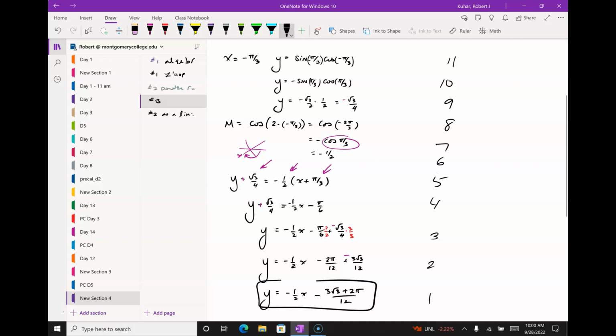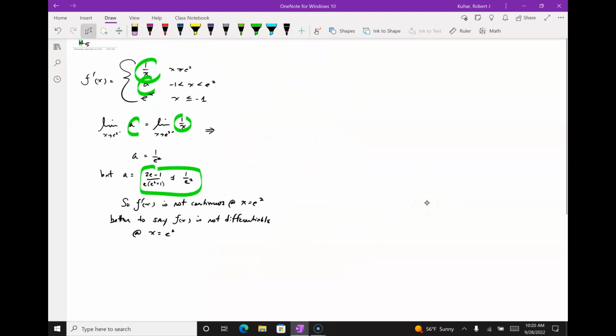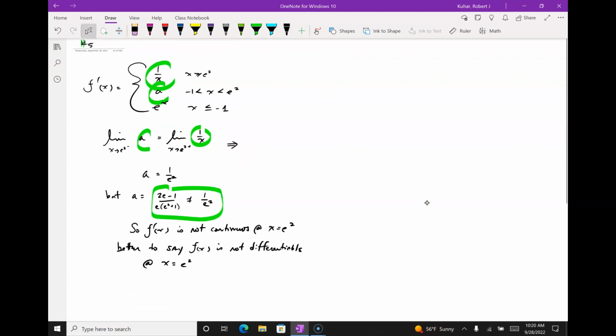Number 4, find the continuity. Find A and B. I'll just record the actual answer there. All right, so we're ready for Friday. So the original function was AX plus B. So the derivative is, that's right. That's one. That's right. Okay.